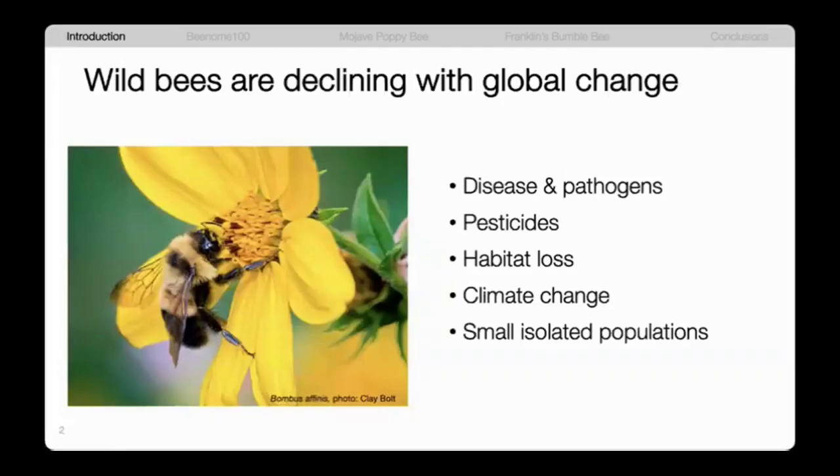Wild bees are critical to the health and productivity of the world's natural and agricultural systems. Yet many bees are declining due to disturbances, pathogens, pesticides, habitat loss, and climate change. Many of these stressors can have especially large impacts in small, isolated populations that don't have the genetic diversity, population numbers, or gene flow to counteract the effects.